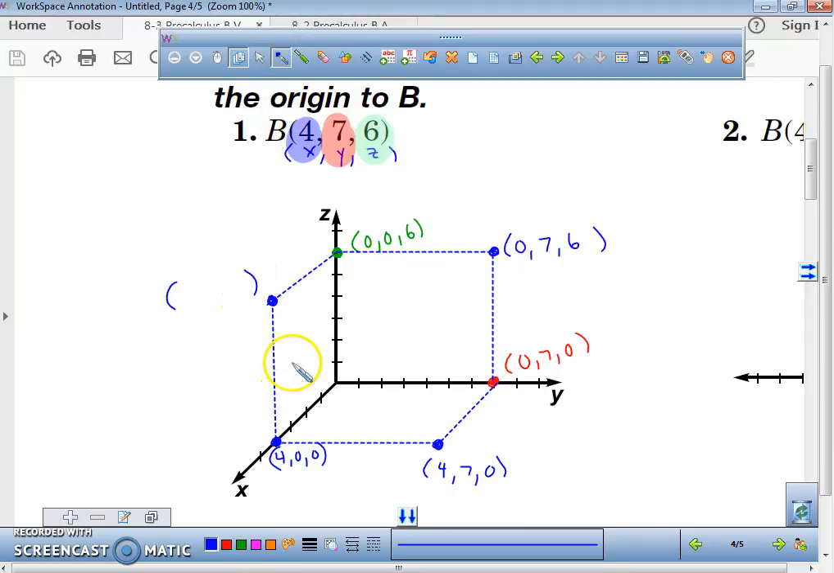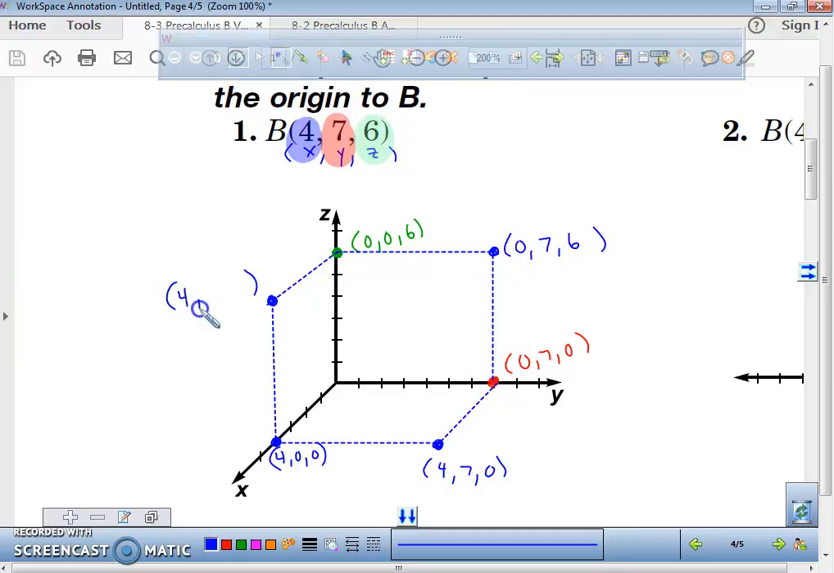We're going to call this, try to take your time, we're going to call this ordered triple 4, 0, 6, because this has gone 4 in the direction of the x-axis, it's gone 0 on the y-axis, and it's gone 6 units up on the z-axis.